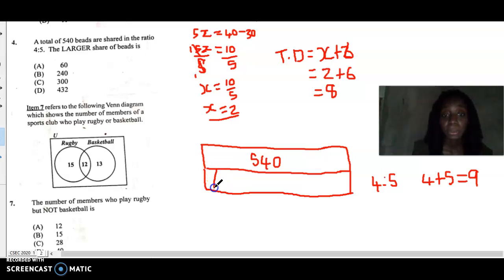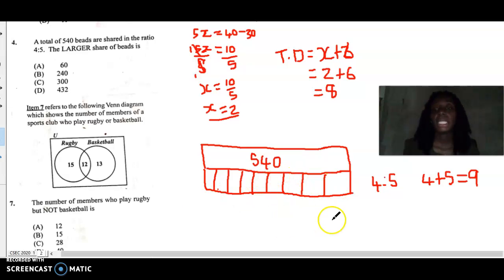All right, so that's 1, 2, 3, 4, 5, 6, 7. All right, so there's supposed to be 9 equal parts. Okay, so please excuse me for that. So that's 1, 2, 3, 4, 5, 6, 7, 8, 9. All right.